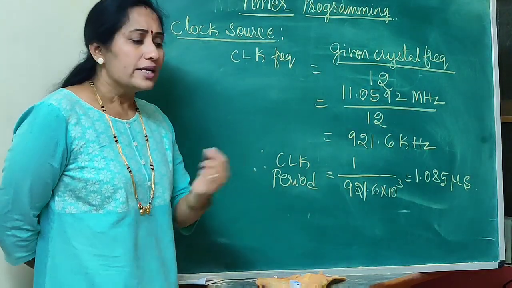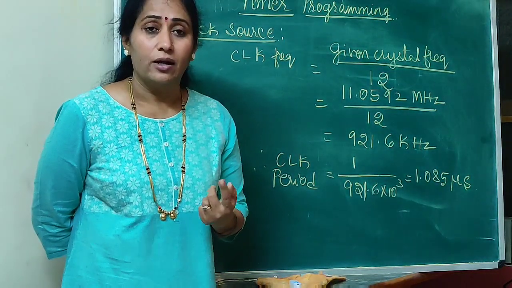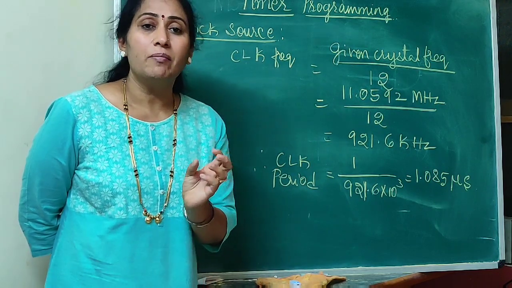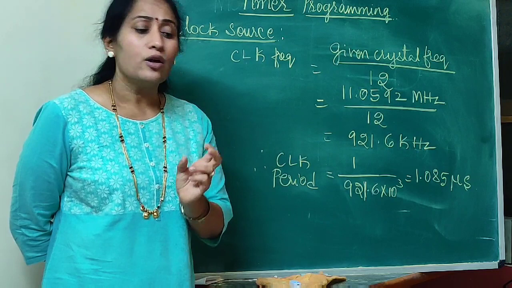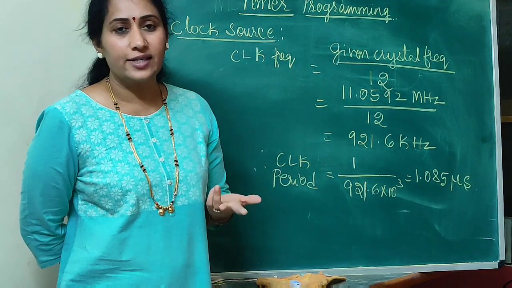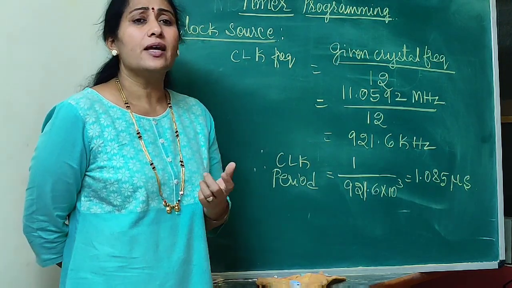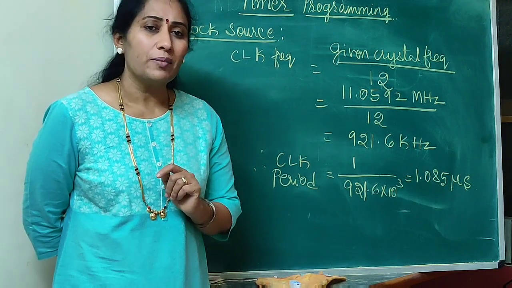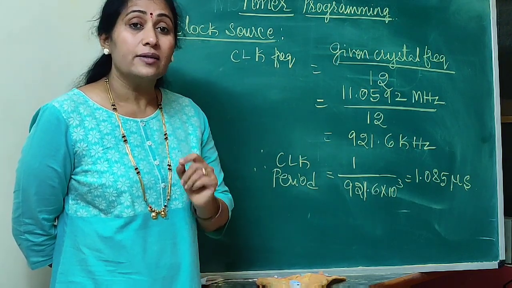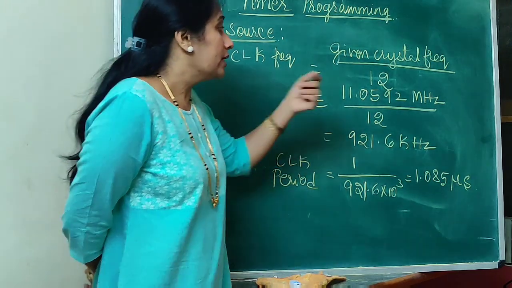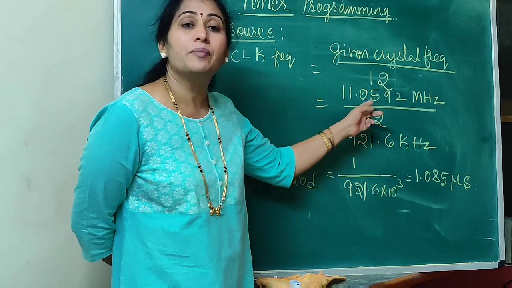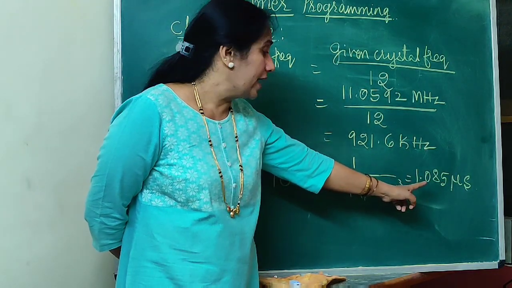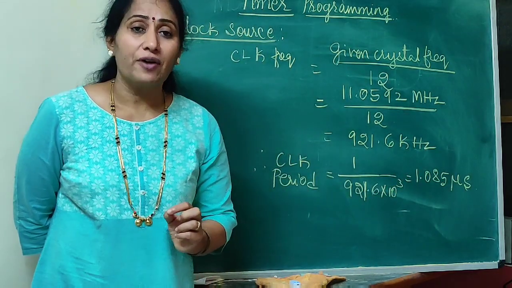That means any instruction is going to take one machine cycle to get executed. What is a machine cycle? It is the minimum time period required for an instruction to get executed, isn't it? That means if I say MOV A, R1, it's an instruction which takes one machine cycle. Assuming that the crystal frequency is 11.0592 megahertz, it takes 1.085 microseconds.